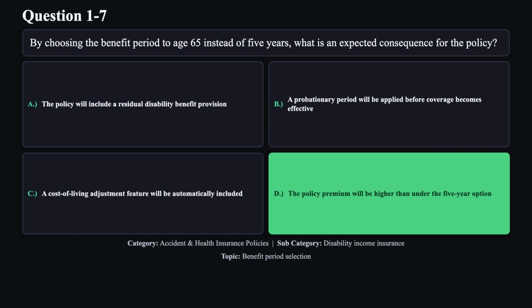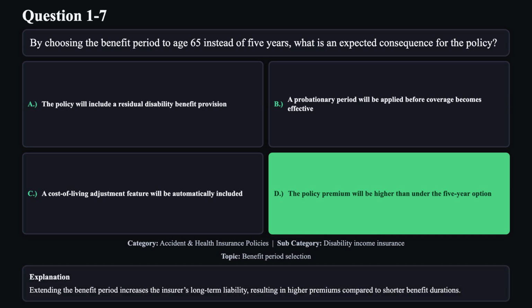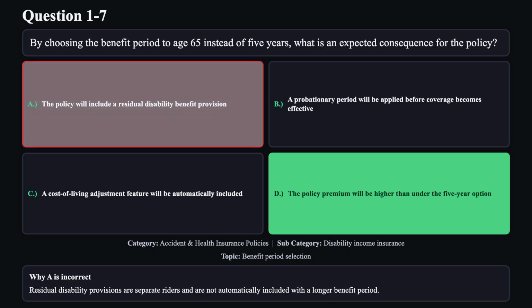The correct answer is D. Extending the benefit period increases the insurer's long-term liability, resulting in higher premiums compared to shorter benefit durations. Reason A is not correct. Residual disability provisions are separate riders and are not automatically included with a longer benefit period.